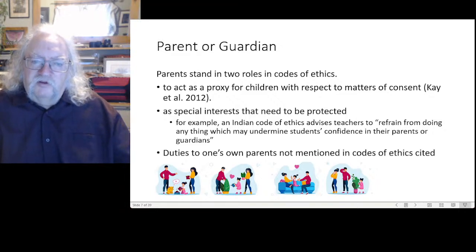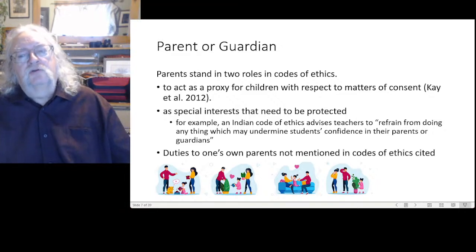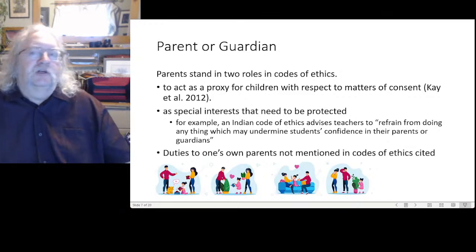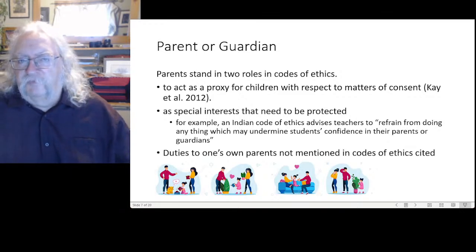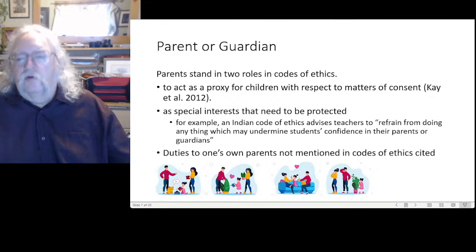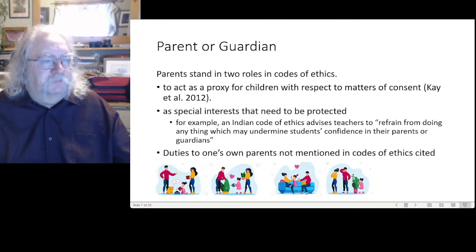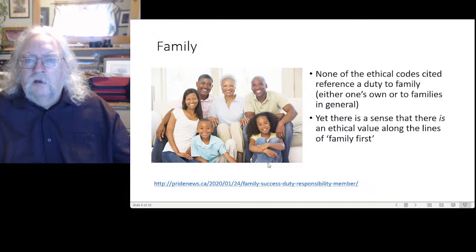I also think it's worth noting that duties to one's own parents are not mentioned anywhere in the codes of ethics that we reviewed for this course. Not at all, ever.